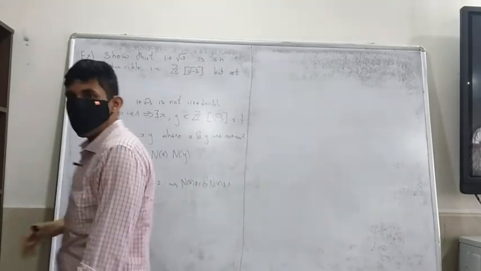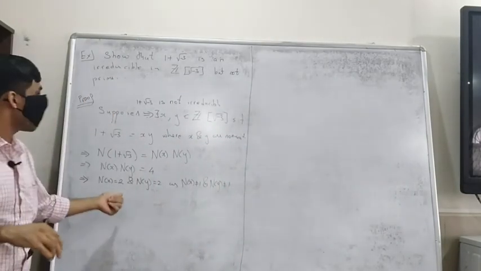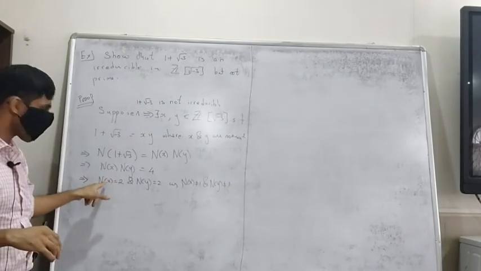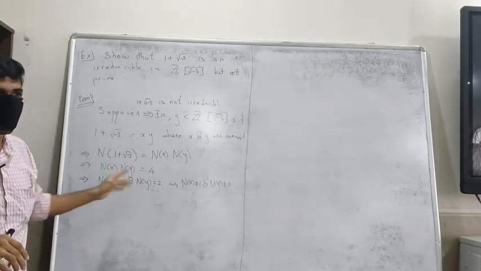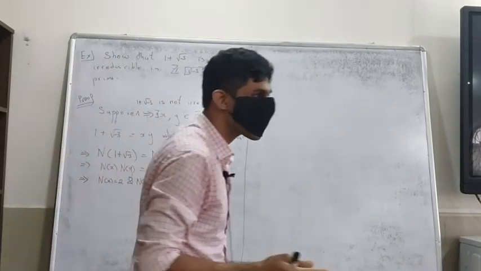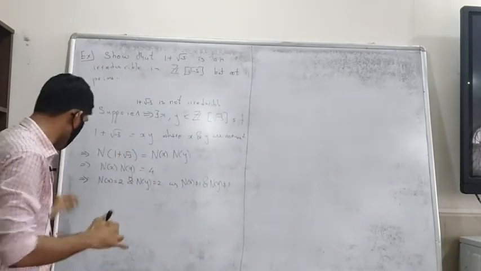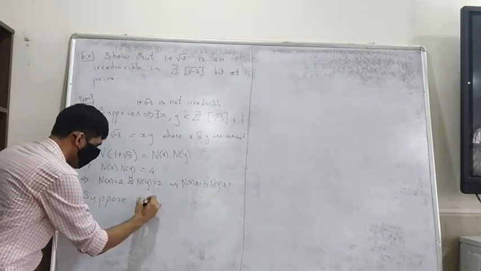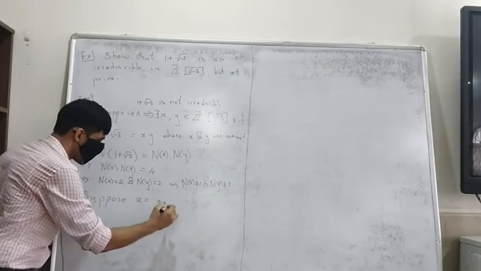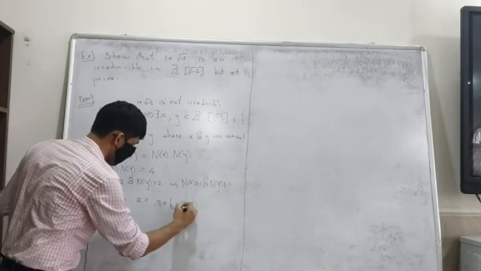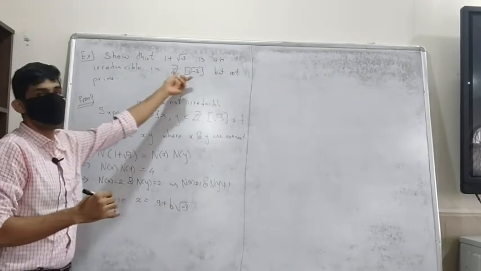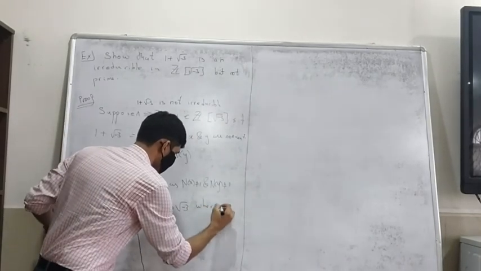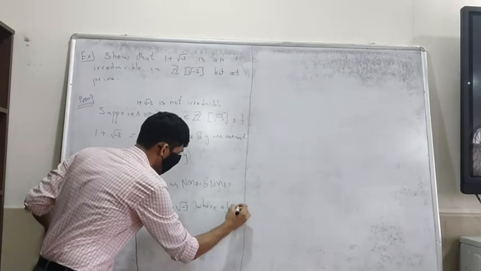Okay, but let's see whether there are actually any elements. Let's check for which elements have norm 1 in this integral domain. Let's check which elements actually have norm 1. Okay, so suppose x is, you can write x as a plus b times square root of 3. These are the elements of this integral domain, right? a plus b, where a and b are both in Z.